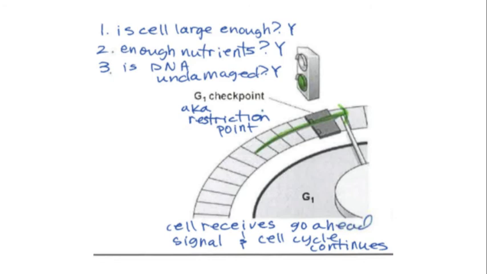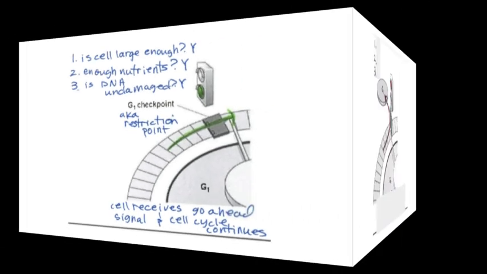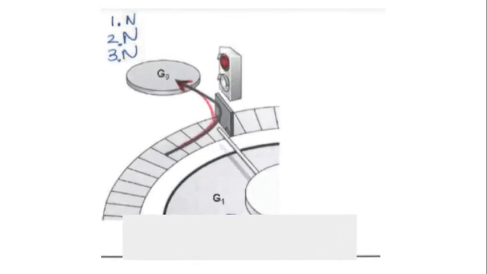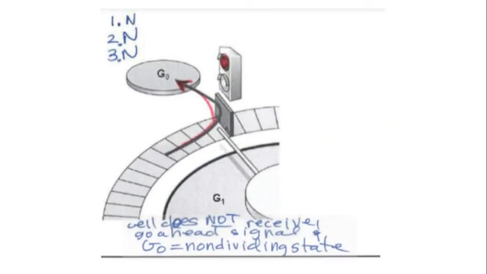So it's going to proceed now to copy the DNA, move into G2 and mitosis, as long as those other checkpoints are met. If we answer no to any of the questions, then the cell does not receive the go-ahead signal and it'll revert into the G0, which is a non-dividing state.